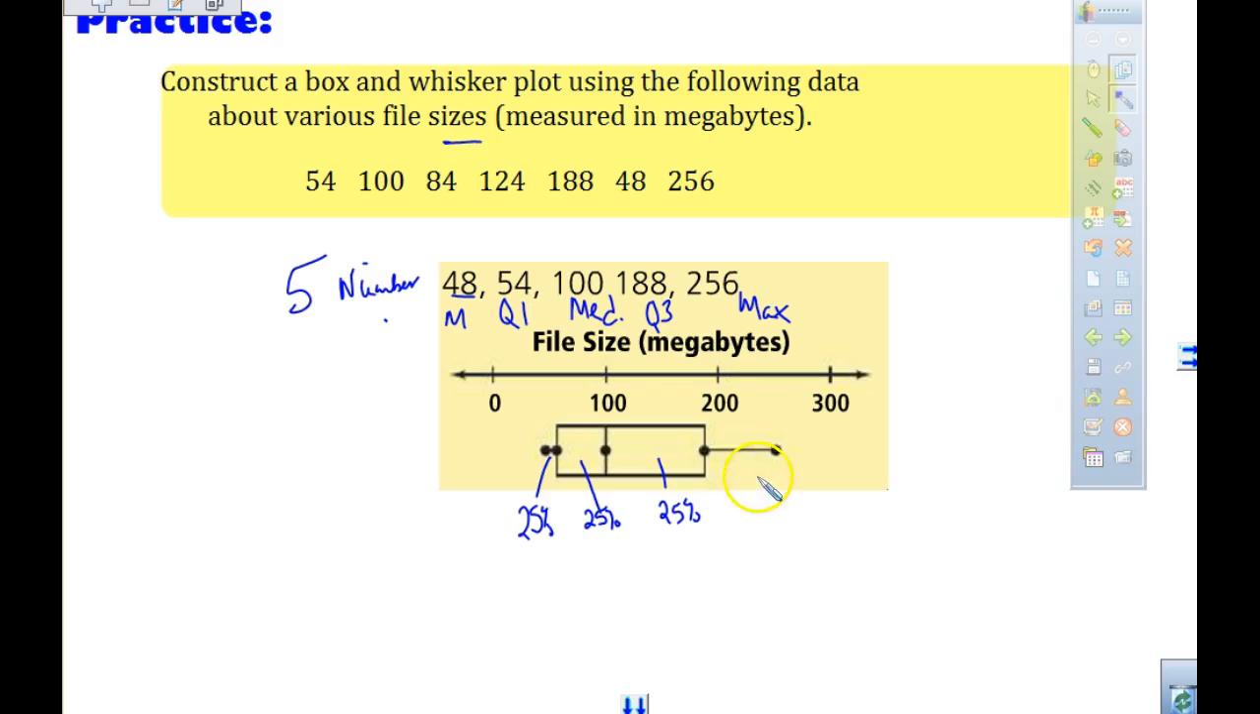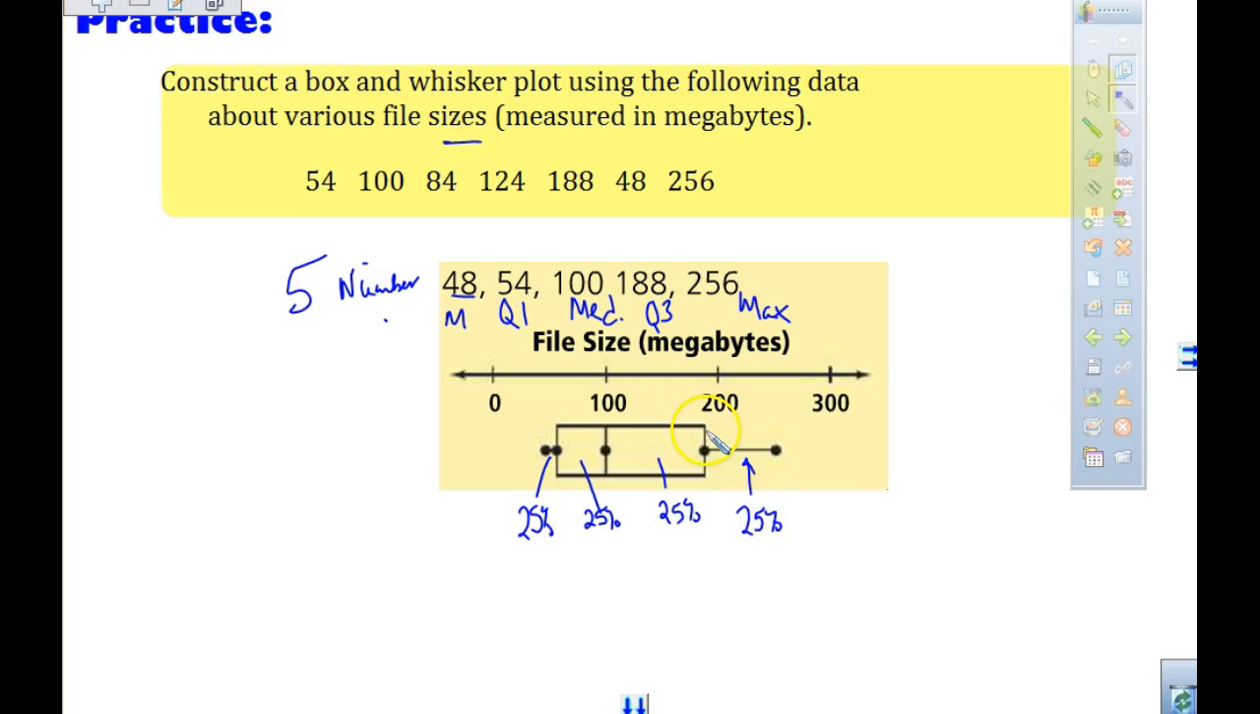So if I'd ask you, where's 50% of your data? You could break that down and say, oh, from 100 down to 48 is 50% of my data, right? 50% of my data also goes from 100 up to 256, right? Because these two together make 50%. And this interquartile range, from quartile 1 to quartile 3, is also 50% of my data.